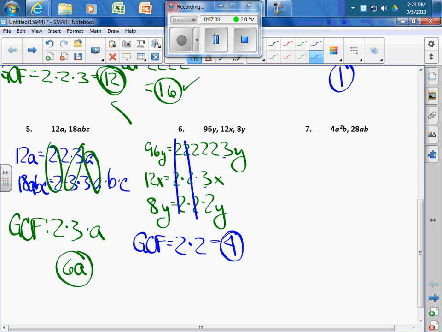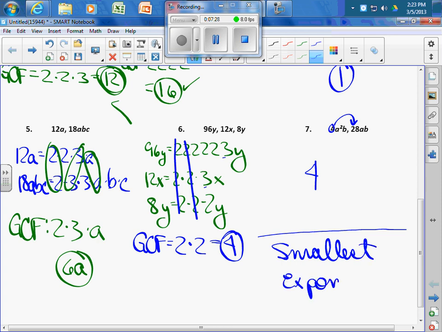And in number 7, all right, you wanted to see the shortcut? Again, look at the coefficients. Does 4 go into 28? Yes, it does. So there's 4. And then how about we just go with, as far as the variables are concerned, the smallest exponent? Because that's all we need to do. We have a squared and we have a, so a would be the greatest common factor. We have b to the first and b to the first. What's the smaller exponent? Well, b to the first. And there you have the greatest common factor for number 7.